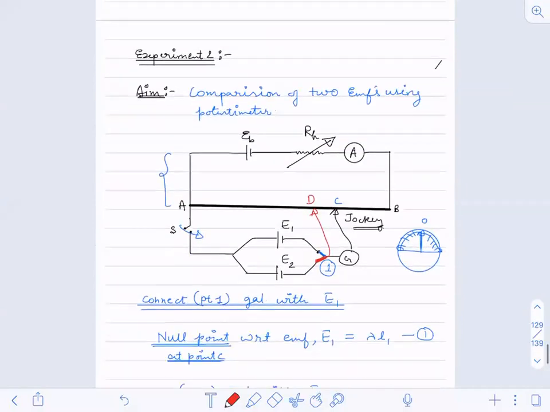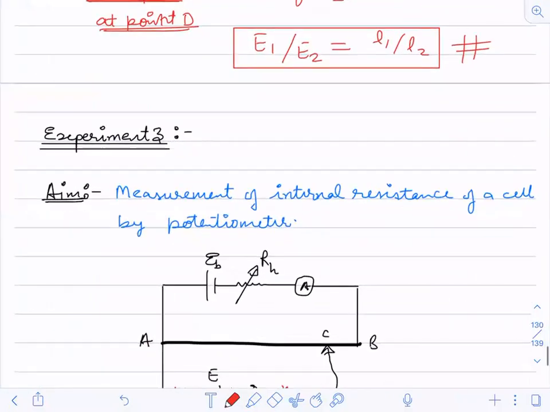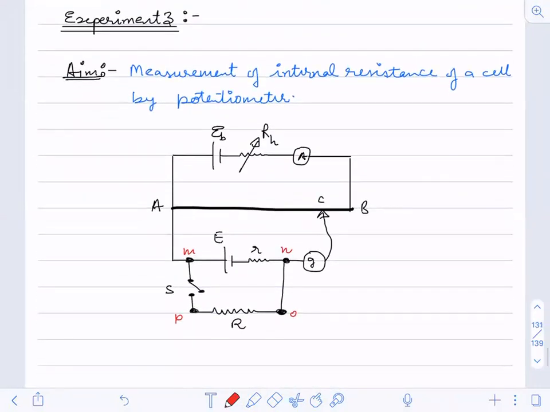Now the third one is measurement of internal resistance of a cell by potentiometer. So how can you actually determine the internal resistance of the cell?